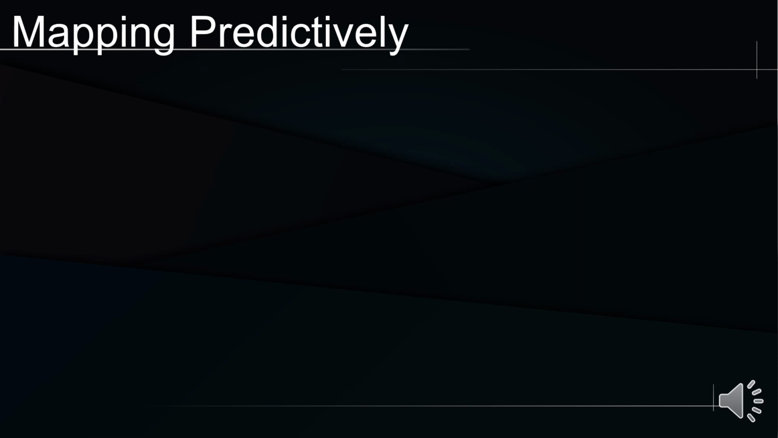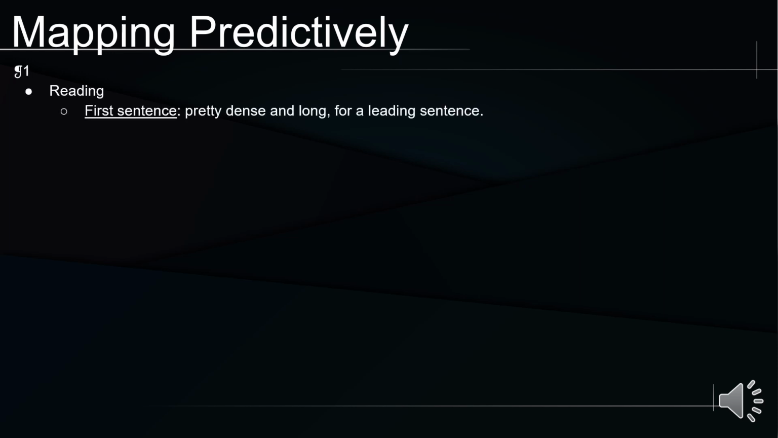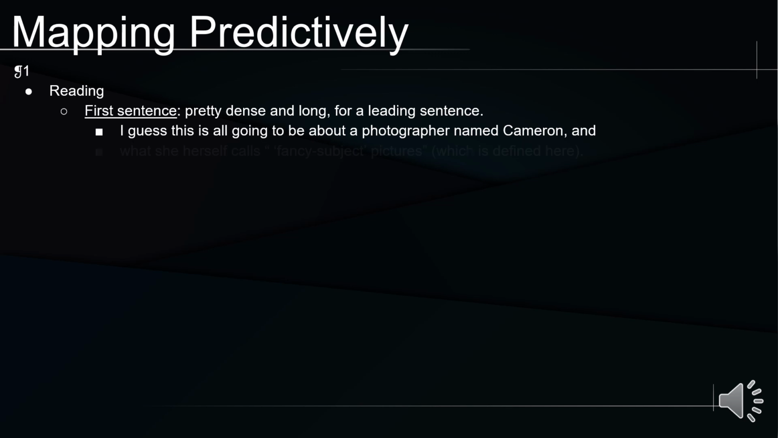So as we always do, I will be mapping the passage paragraph by paragraph, trying to predict where it's going. So starting with paragraph 1, the actual reading phase. Starting with the first sentence, this is pretty dense and long for a leading sentence. I guess based on this, it's going to be all about a photographer named Cameron. Of course, we heard about that in the little italicized 2-sentence intro above the passage proper. And what she herself, Cameron herself, calls fancy subject pictures.